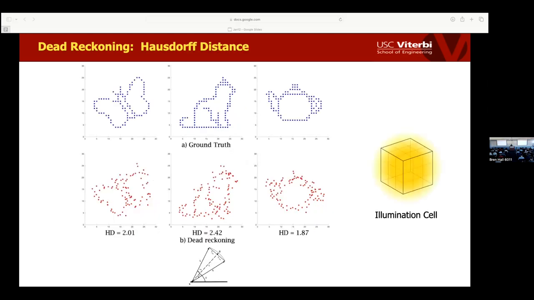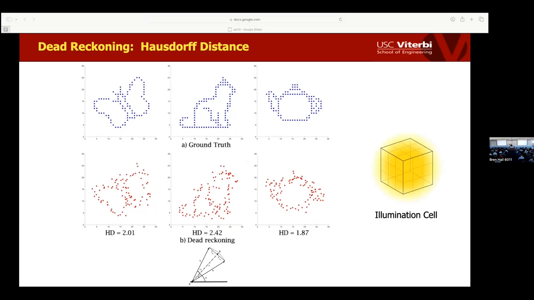So how do we measure the amount of distortion? Hausdorff distance is a technique to quantify the distortion. Hausdorff distance essentially takes every point in the estimated truth, every point in the ground truth, and computes the difference in the number of display cells. And it takes the maximum of that value and says, this is the error. So it looks at the worst case error, and that's what's used for the Hausdorff distance.